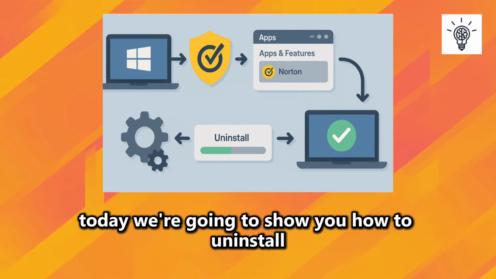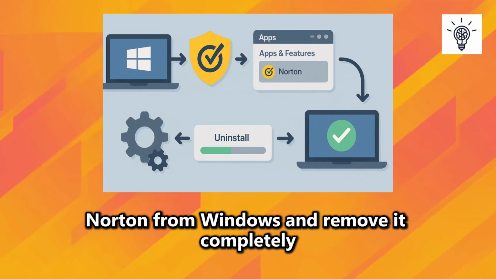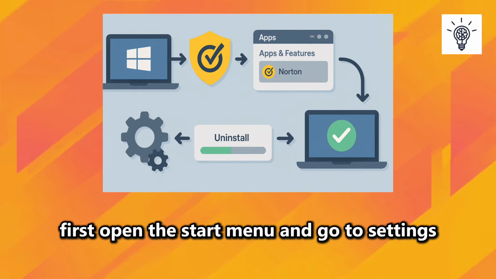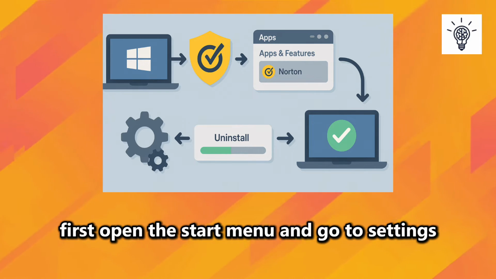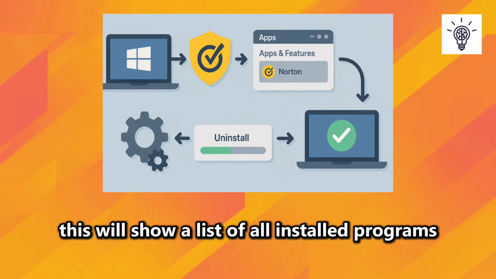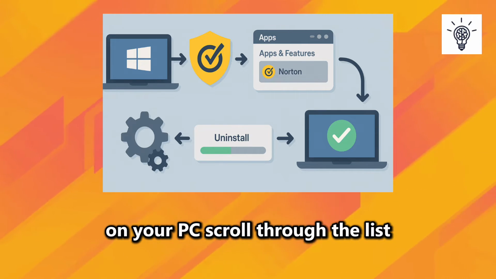Today we're going to show you how to uninstall Norton from Windows and remove it completely, no matter which version you have. First, open the Start menu and go to Settings, then click Apps and select Apps and Features. This will show a list of all installed programs on your PC.